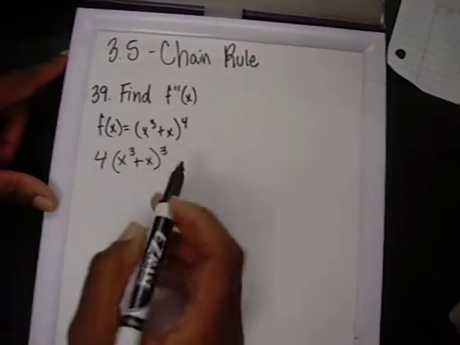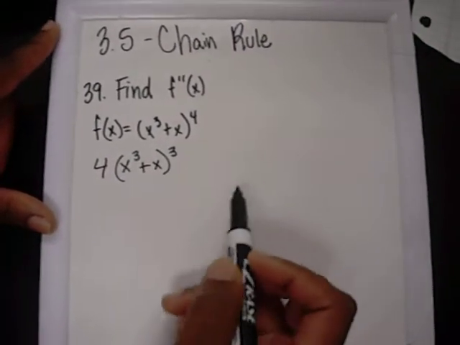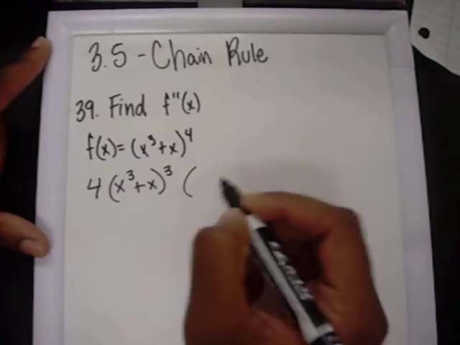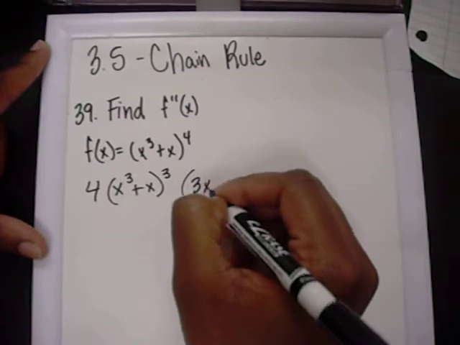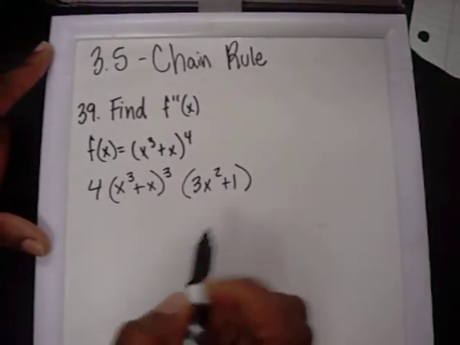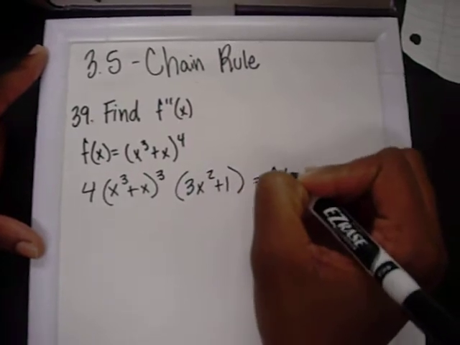Now, that's not the total answer because you have to use the chain rule and find the derivative of the function within the parentheses. So you have to find the derivative of the inside, which would be 3x squared plus 1. And that's the first derivative of it. So this equals f prime of x.